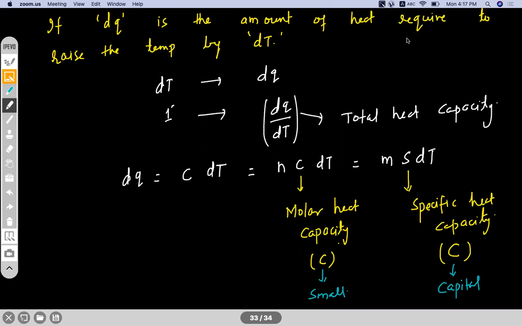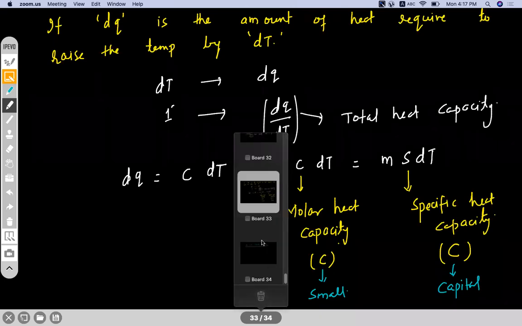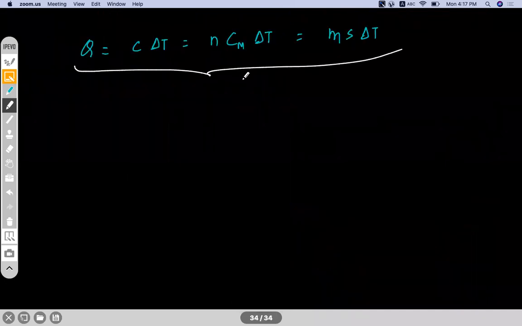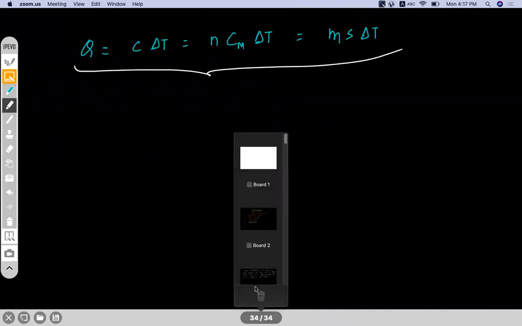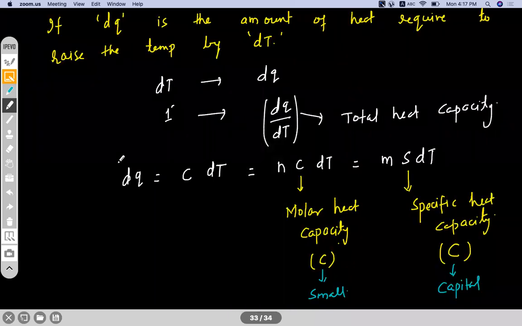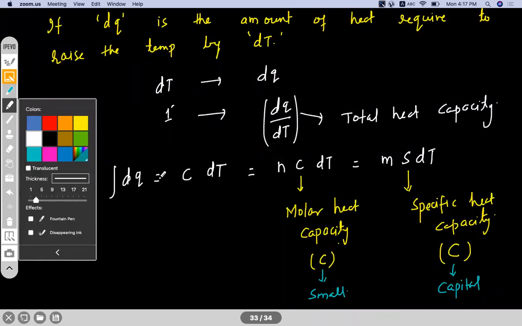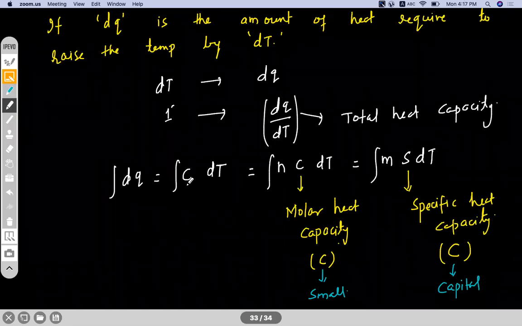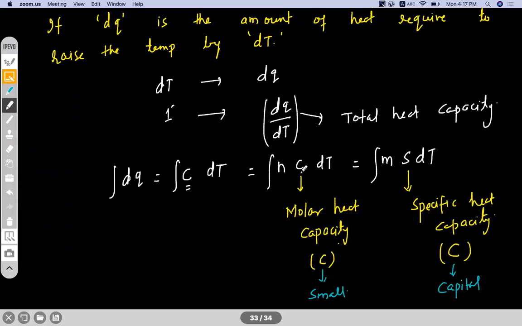Now you see one very important thing I'm going to tell you over here. From this relation, we get this. How do we get this? By integrating them and putting the limit. Correct? So what we are doing, we are integrating all these expressions, and we are taking this heat capacity outside the integral sign. And this we can do only when it is independent of temperature.